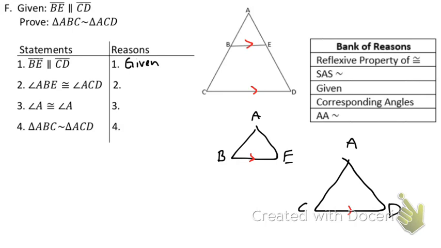So now let's look at our next statement. Our next statement says angle ABE is congruent to angle ACD. So ABE, I'm going to go ahead and label these into each drawing. So ABE, so this angle here, ABE is congruent to ACD. All right? That was one of the statements. Now we have to figure out why.